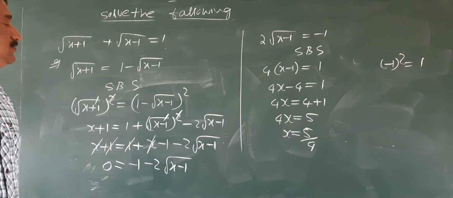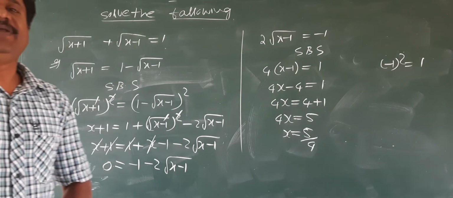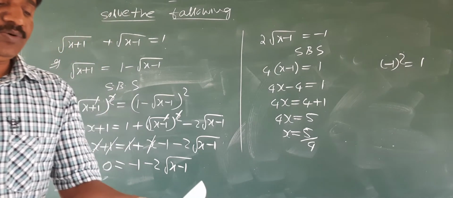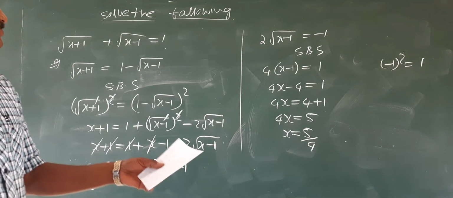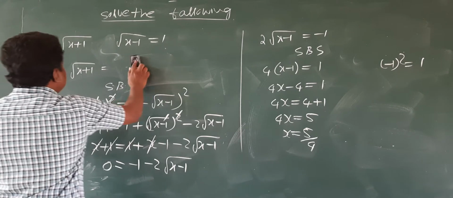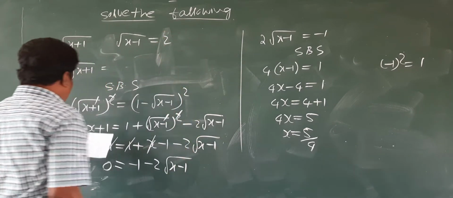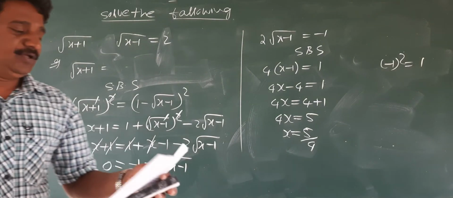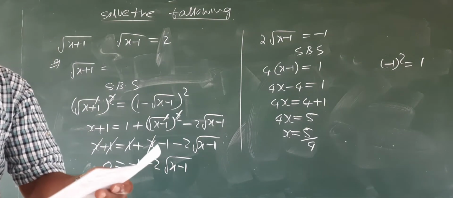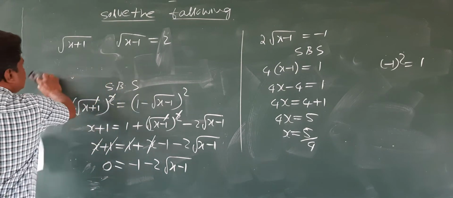So how much is the x value, students? 5 by 4. I hope you people are understanding well. Let's go for solving one more question of the same type. Root x plus 1 minus root x minus 1 is equal to 2. You follow the same method, students.